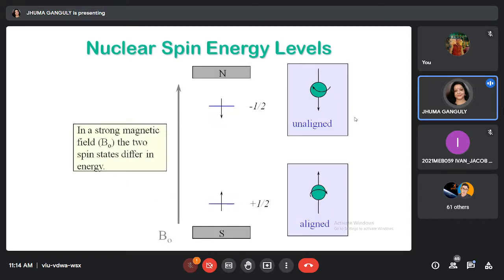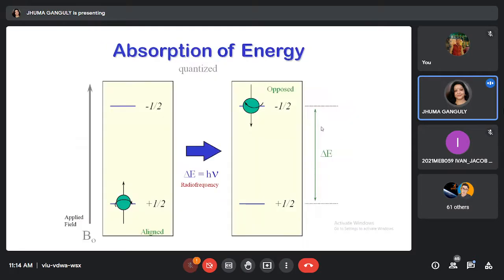So, the nuclear spin energy level, I already mentioned. These are aligned with the applied field, so it is stable, aligned, plus I. And if it is minus, that opposes the applied field and its energy level is higher. Just a pictorial presentation.